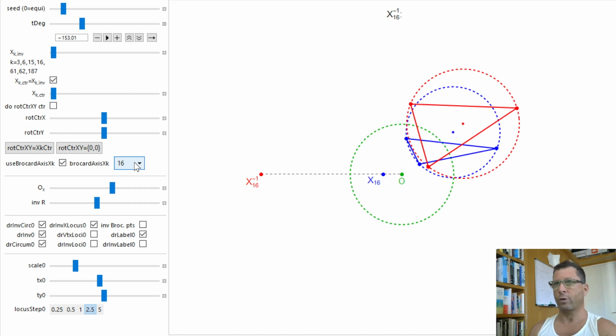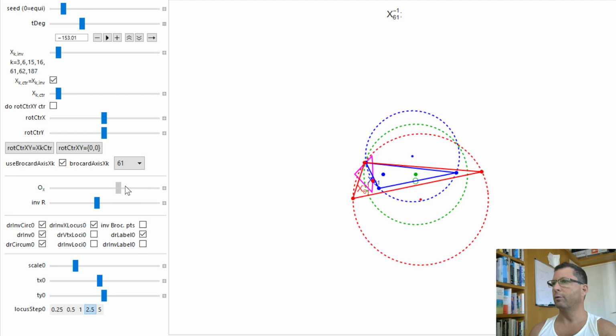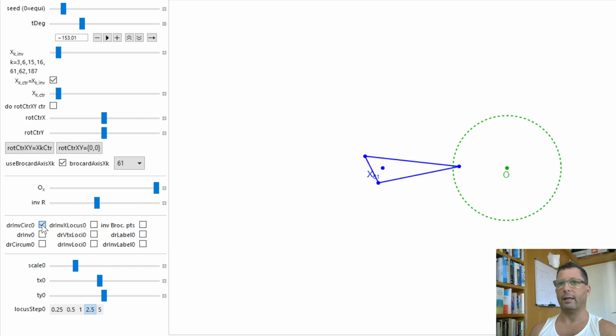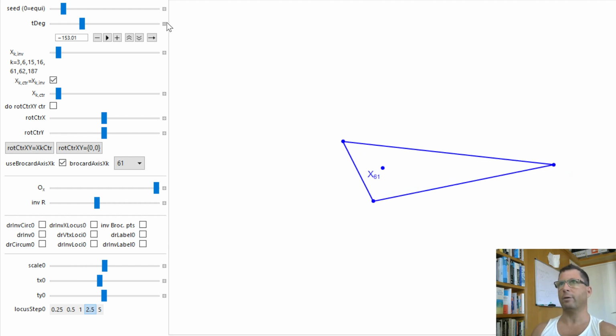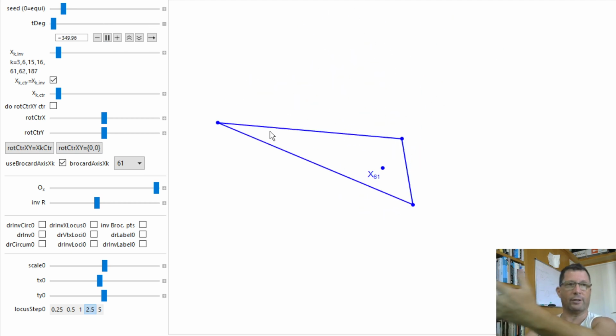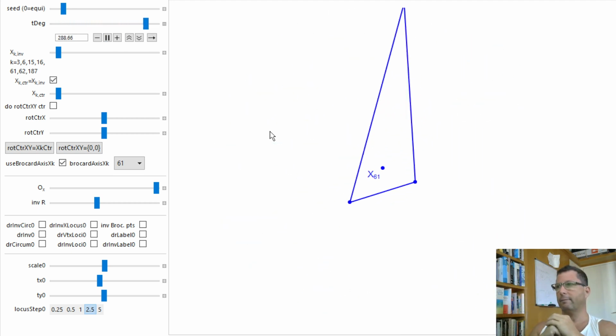Okay, so now let's go to X61. So here's X61, and I'm going to move the center of inversion far enough to the right. There it is. And just so we can recap a little bit, what am I really doing? Again, I'm taking a triangle, some random triangle. It doesn't have to be this one, but I'm choosing this one, and I'm just making it rotate about a fixed triangle center, in this case X61, in the plane.